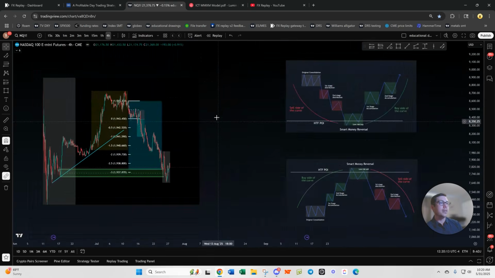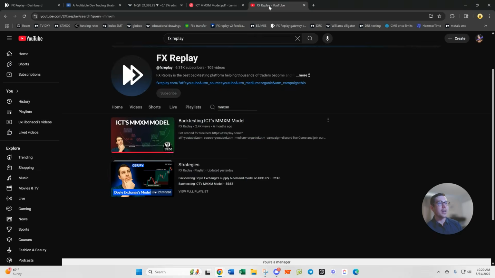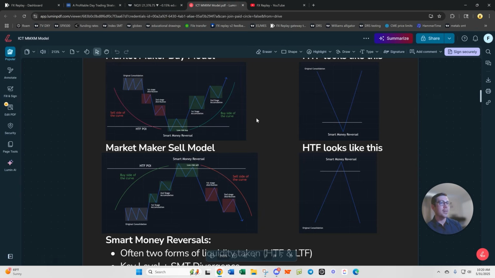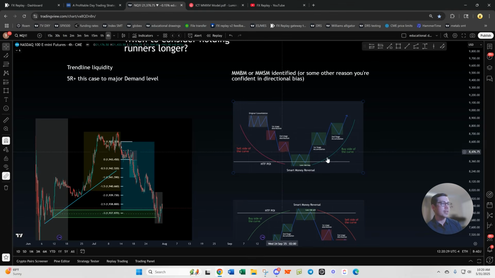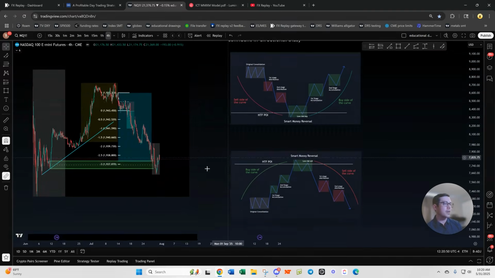And then another great example is market maker buy and sell models. I'm not going to go too in-depth on this because we have a really in-depth strategy PDF and YouTube video going over this ICT MMXM model. It is fairly complex, but very powerful if you learn it and can start identifying it on the charts. If you have a really good practice of identifying directional bias, and you feel very strongly about the trend continuing in one direction over the other, that could also be a good reason.